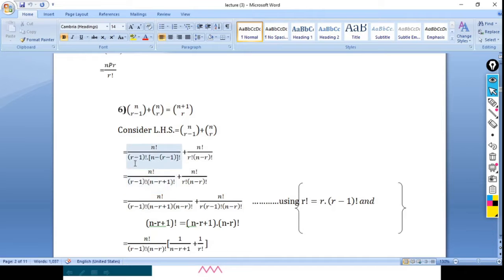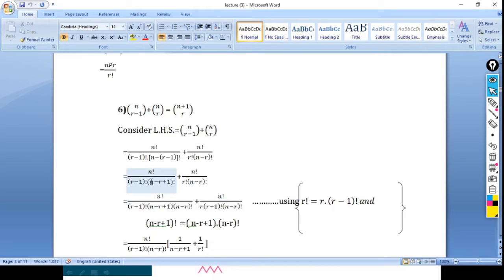How to bring it? Consider this r minus 1 factorial and r factorial. Always try to reduce the larger factorial or larger term into smaller term. So here r factorial and r minus 1 factorial, so r factorial is the bigger term. So we can write r factorial in terms of r minus 1 factorial, that is r factorial is equal to r into r minus 1 factorial. So here I am writing, instead of this r factorial, I am writing r into r minus 1 factorial.